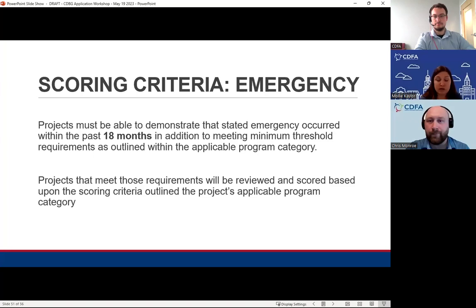And so the projects that meet that kind of more emergent need will be reviewed and scored based upon the applicable criteria for that program. So say it's a housing project, it would be scored using that matrix that we just looked at a couple of slides back. Or if it's a public facilities project, we'd be looking, of course, at the public facilities scoring criteria. In these cases, they're not being scored against other projects in the round because these come in on a rolling basis as the need arises. But we otherwise are using that scoring criteria to make sure there's a minimum requirement for those funds.